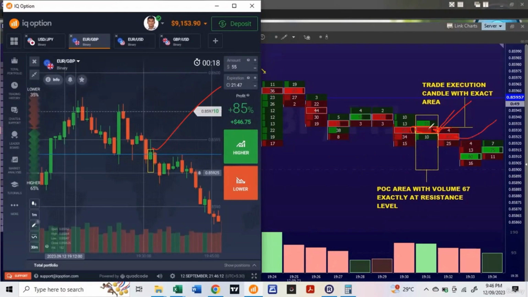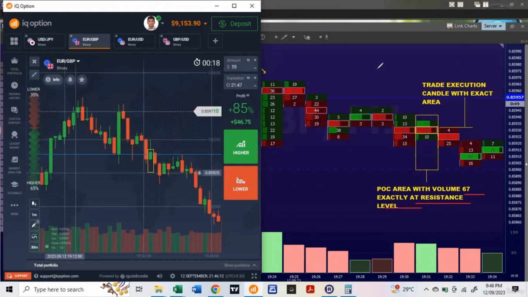So I will try to explain about POC a little more today. We have to take a very powerful POC point. So what's the normal POC point and what's the very strong POC point? Today I will explain.